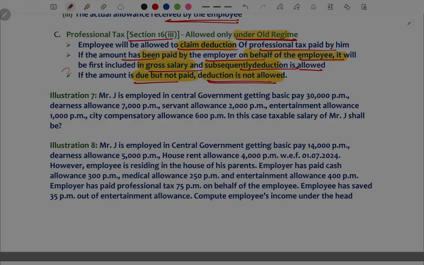Means the main thing is not on a due basis but on a paid basis. And the second thing is that it has been included in the gross salary. How will it be included? It will be included as what perquisite. Wait, my handwriting is pretty bad on this.